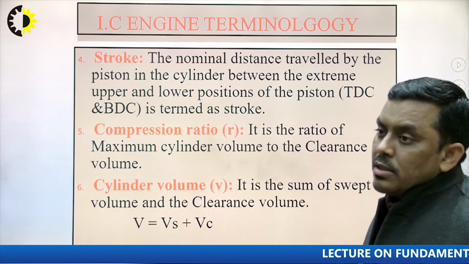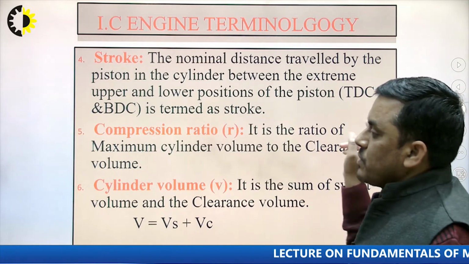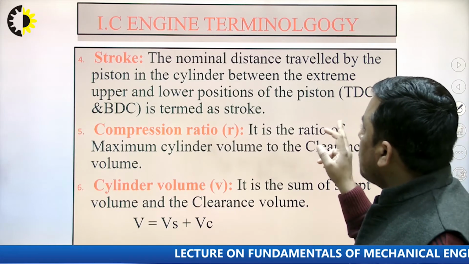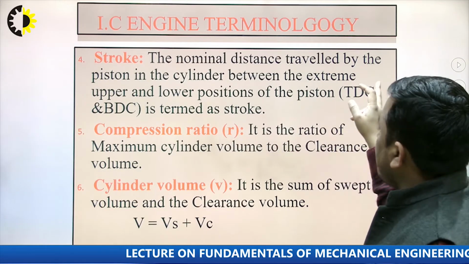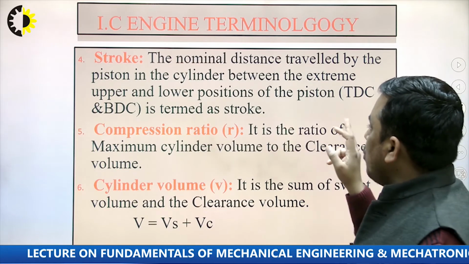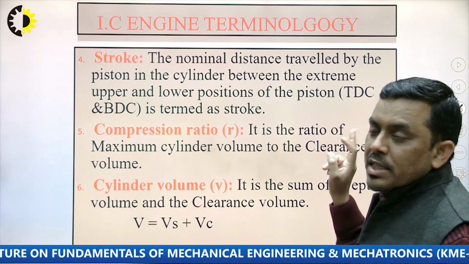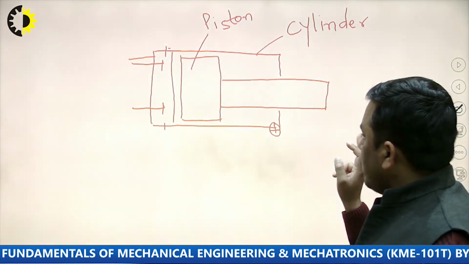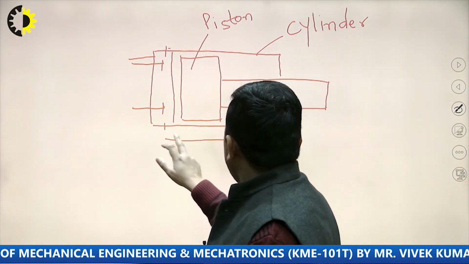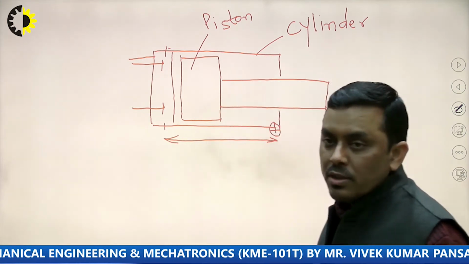Stroke is the length covered by the piston, the distance covered by the piston from TDC to BDC. So it is the nominal distance traveled by the piston in the cylinder between the extreme upper and lower positions of the piston, TDC and BDC. What does it mean? It means from here to here. This will be termed as stroke.